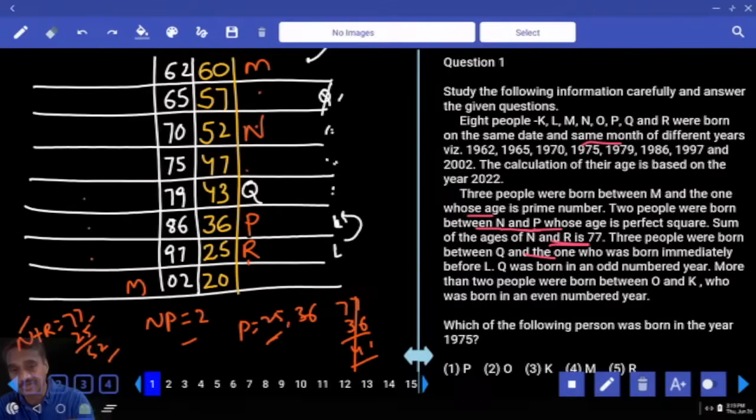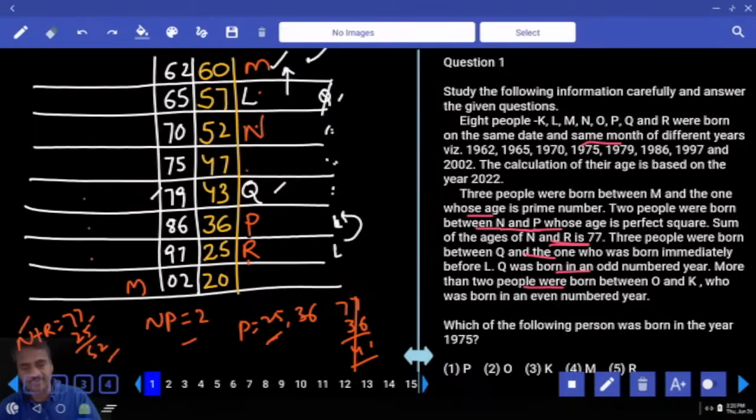Now this M is born immediately before L. Possible or not possible? Now the one who was born immediately before L is M. Between M and Q there must be exactly three people. Then next one. Q was born in an odd number year, 79.